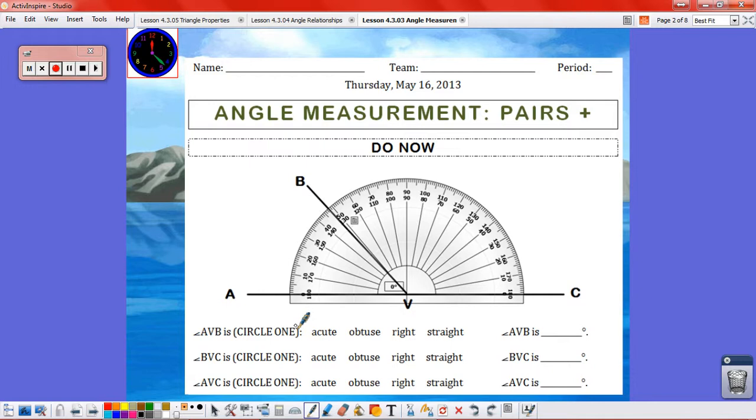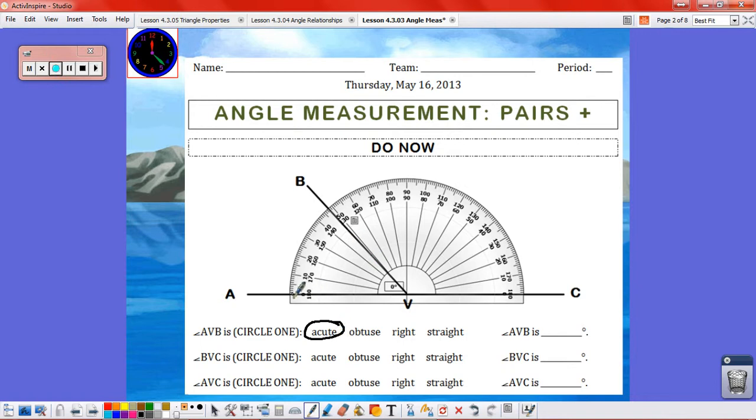And I went straight into this without telling the kids how to name angles, because for the most part kids usually remember how from elementary school. But we are going to go over naming angles just to make sure that everybody remembers how to do it properly. So angle AVB is an acute angle, which means it has to be less than 90 degrees.